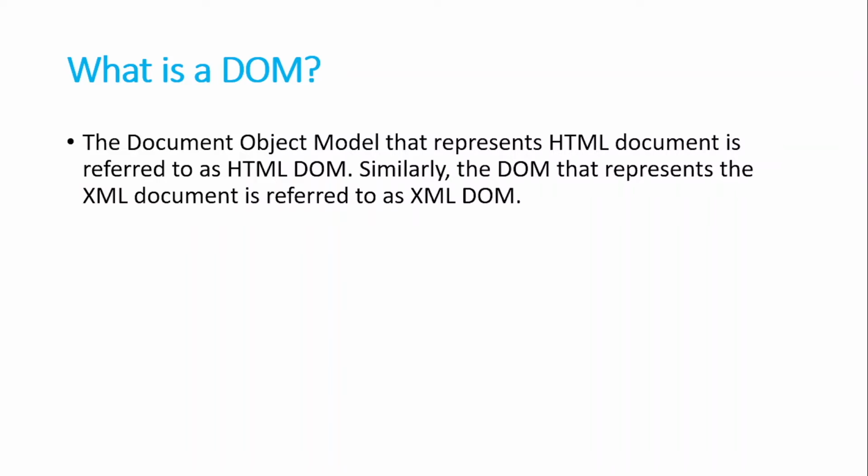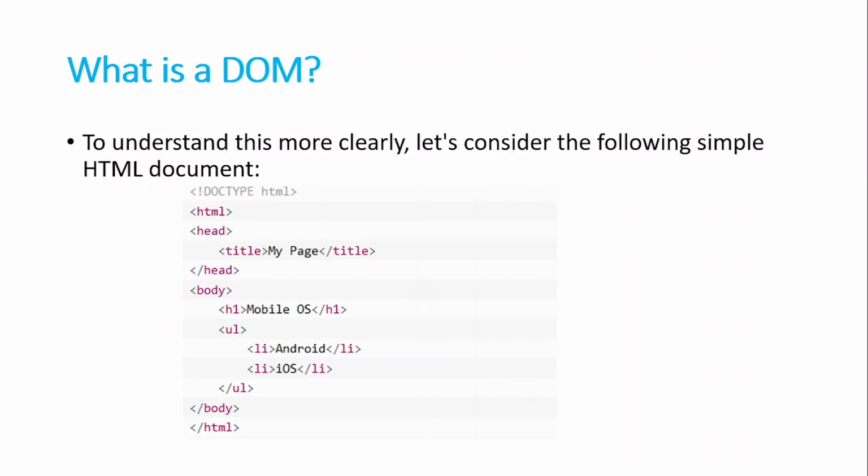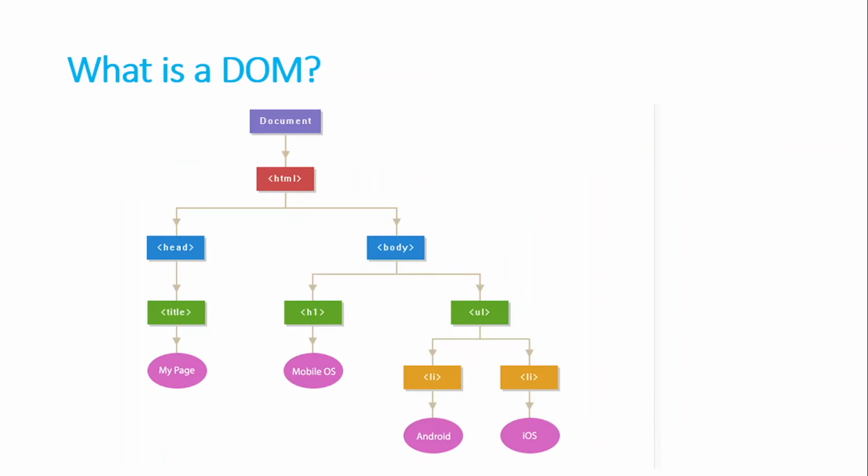The document object model that represents HTML document is referred to as HTML DOM. Similarly, the DOM that represents the XML document is referred to as XML DOM. You can see this is a normal HTML document. We have HTML open, HTML close, head, and all the other elements which are necessary for building a normal HTML page. Now this HTML document is represented like this. So this is a basic tree-like structure or a hierarchical structure in DOM.